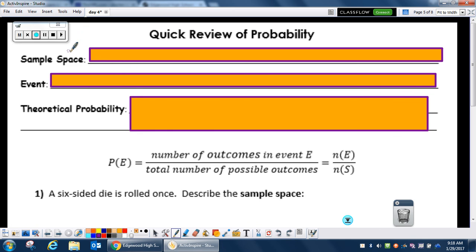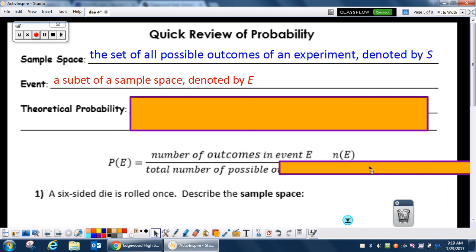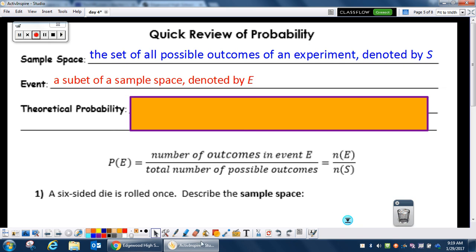So you're going to see words like sample space, event, and theoretical probability. Sample space is the set of all possible outcomes, denoted by S. What that means is if you have a deck of cards, you have picking an ace, a king, a queen, anything with cards. If you have a die, your sample space would be rolling a 1, 2, 3, 4, 5, or 6, because that's everything that could happen if you rolled the die. The event is going to be the subset of the sample space. So I'm going to be asking you for the probability of an event.